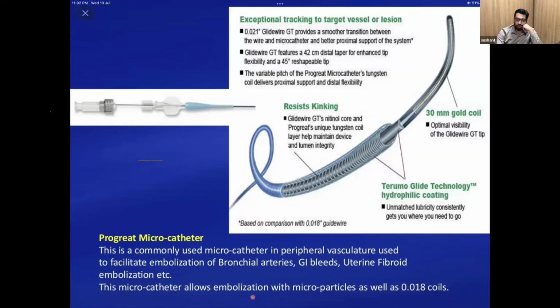And the microcatheter allows embolization with coils, with PVAs. Again, compatibility is a very big issue. We will be discussing our embolic agents also. So if we want to go for bronchial arteries, we want to use a PVA particle of 500 to 700 size. So these generally go through a 2.7 French catheter.